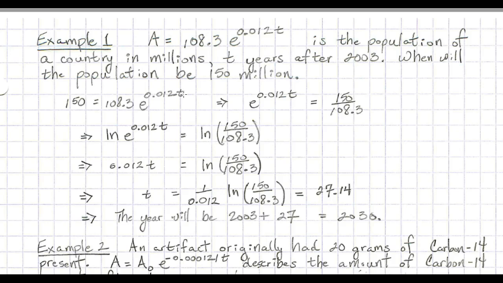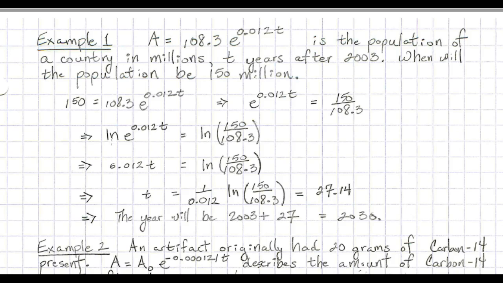So what we have is an exponential equation. I can divide both sides by 108.3 and I get e to the 0.012t equals 150 divided by 108.3. I certainly can't write 150 over 108.3 as e to the something. I have no way of doing that, so I have to introduce logarithms. It's important to introduce a natural log at this point. When I have a base of e, the natural log is log base e, and e to the something times t is an exponential function with base e.